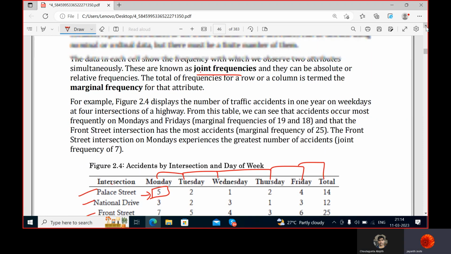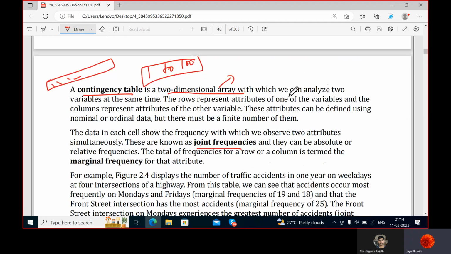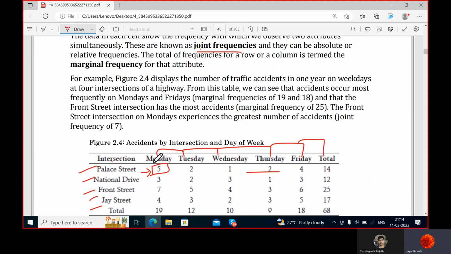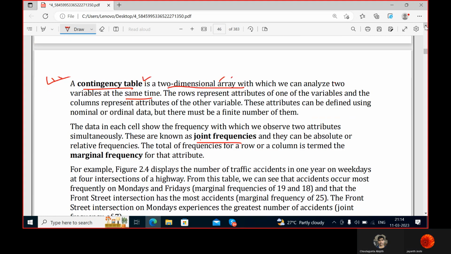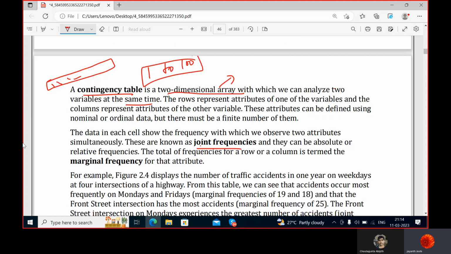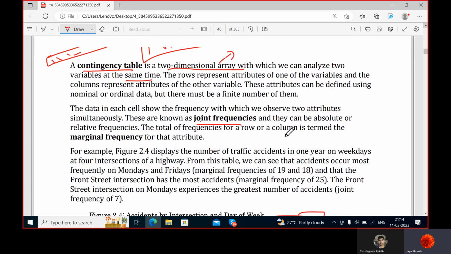See, a contingency table is a two-dimensional array with which we can analyze two variables at the same time. The rows represent attributes of one variable and the columns represent attributes of the other. So you can see the row here and the column. These attributes can be defined using nominal or ordinal data. Yesterday we have seen what is nominal data and ordinal data, but there must be a finite number of them. They are countables. Data in each cell show the frequency with which we observe two attributes simultaneously. These are called joint frequencies.